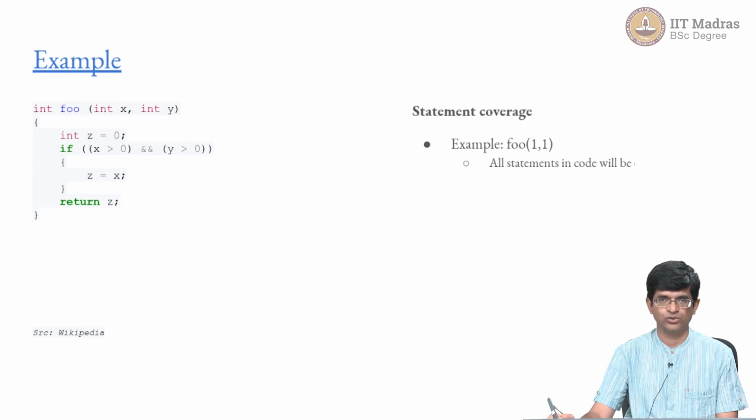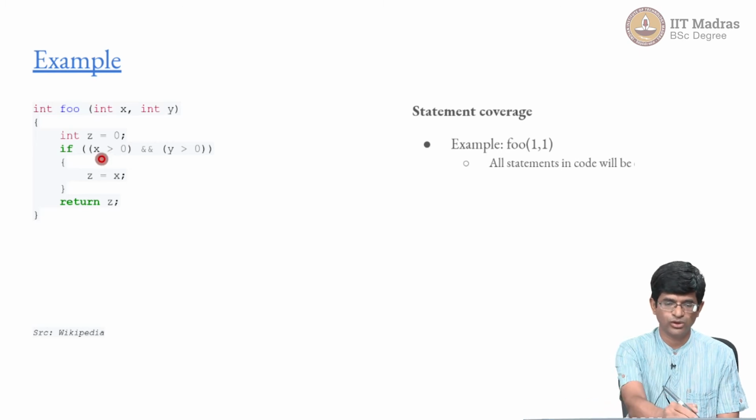With that one test, foo of 1, 1, I have 100% statement coverage. Clearly you can see that the fact that I've got 100% statement coverage does not mean I've actually tested the code, because I tested it only for one set of conditions, x equal to 1, y equal to 1, right? I don't know how it will behave under other conditions and whether it will do the right thing.